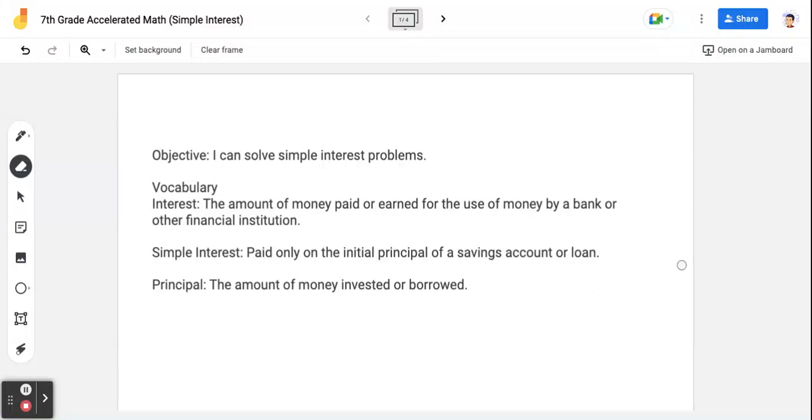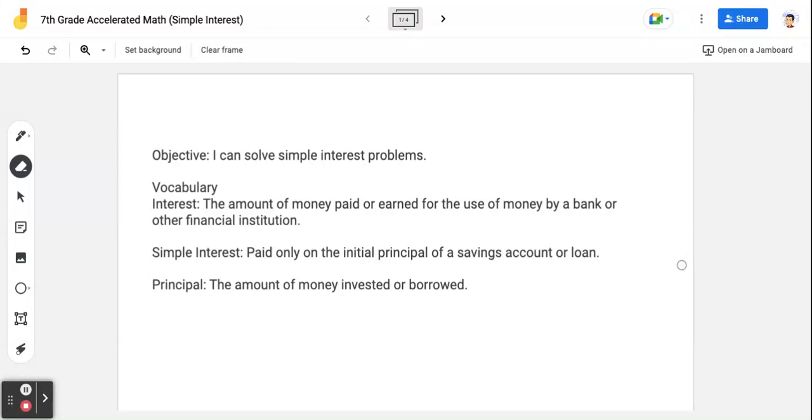What's going on, everyone? Today's objective: I can solve simple interest problems. So let's take a look at the vocabulary. Interest is the amount of money paid or earned for the use of money by a bank or other financial institution. We'll talk more about that as we go. Simple interest is paid only on the initial principal of a savings account or loan.